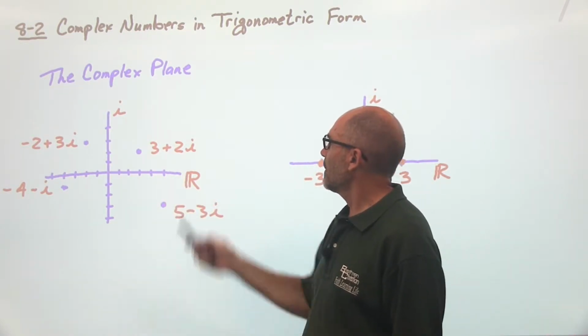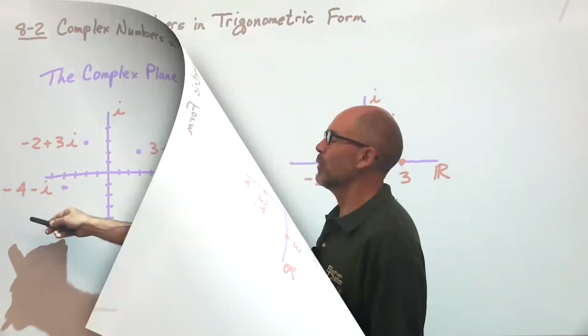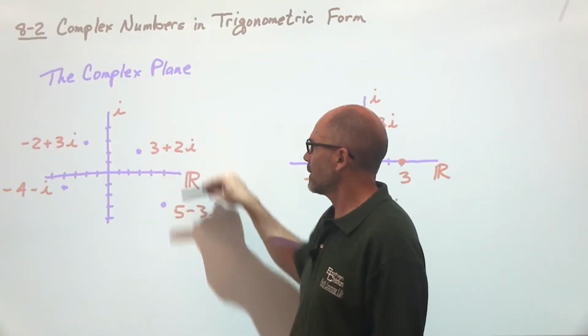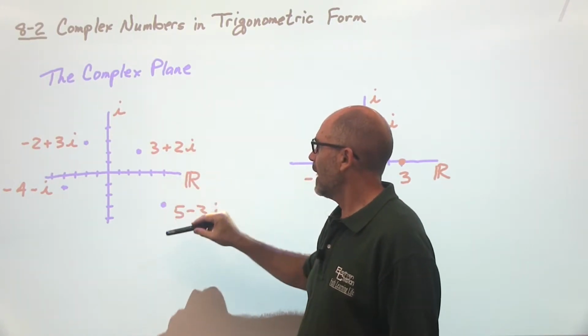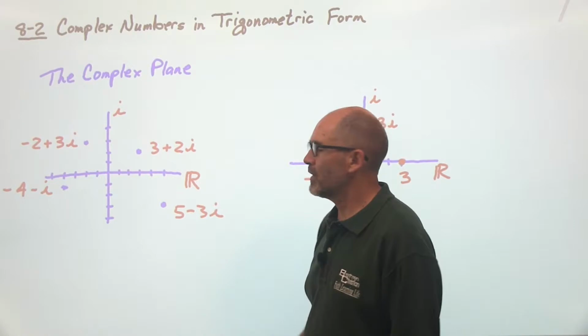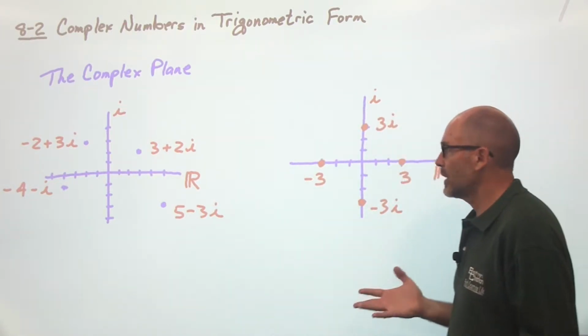So notice when I'm left, I've got the real being negative. When I go right, the real is positive. When I go up, the imaginary is positive. When I go down, the imaginary is negative. So it really is pretty simple.